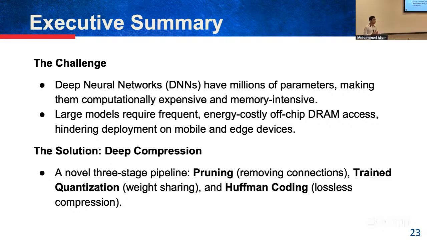To tackle this problem, they came up with the solution of deep compression. It is a novel three-stage pipeline, and it consists of three major steps. Number one, pruning. Number two, quantization. And number three, Huffman coding.